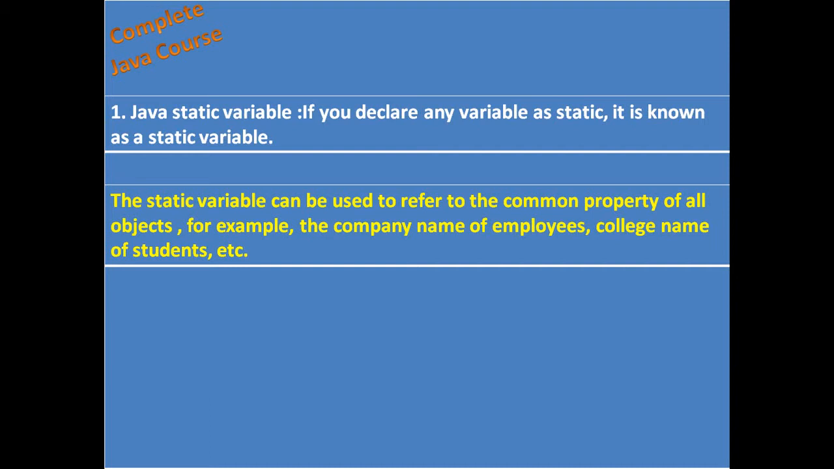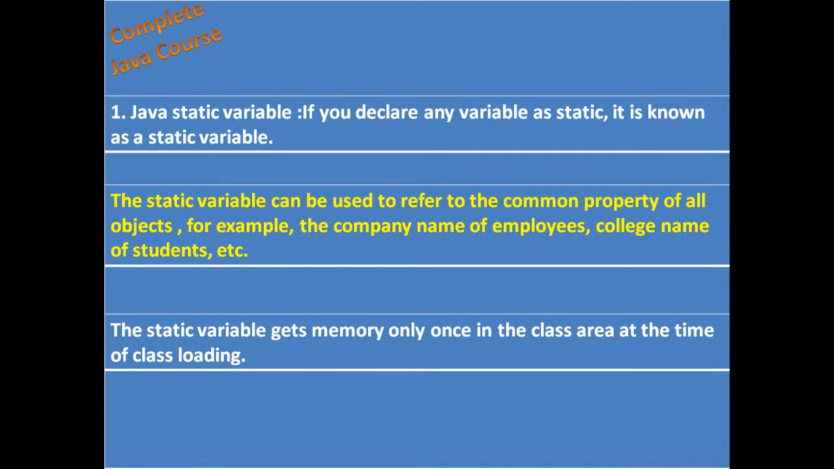Suppose you have an Employee class. In this class you have properties like employee name, employee age, and employee company, and you have 5,000 employees. If you create 5,000 employee objects, the company name will be the same in all of them. So these types of variables should be defined as static.